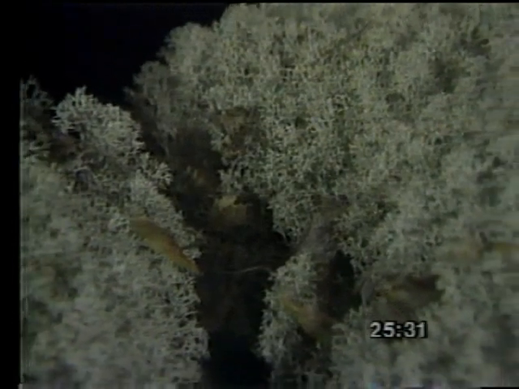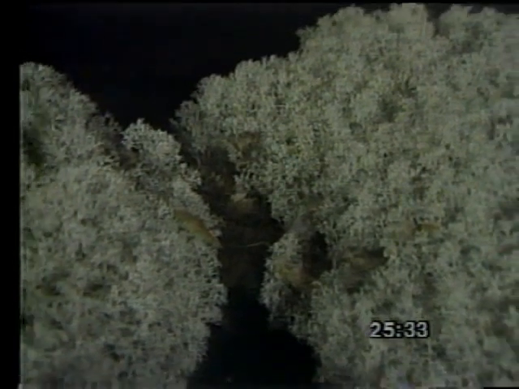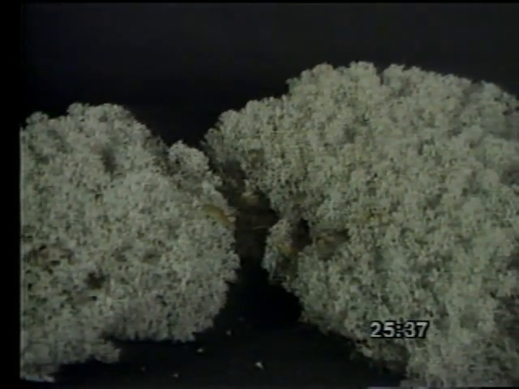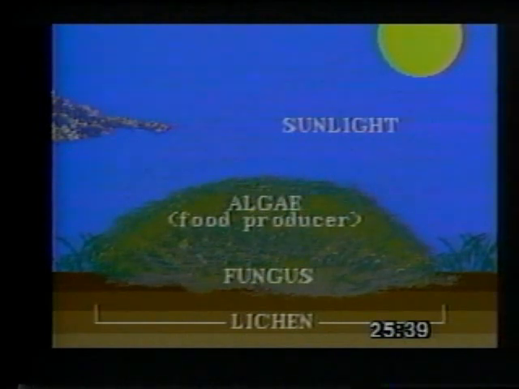Lichens are plants without roots, leaves, or flowers. There are about 10,000 species of lichens, and they grow everywhere. Lichens are actually two plants that grow together, a fungus and an algae. Algae, being green plants, can make their own food. Fungi can't. The fungi use the food made by the algae. This support system is called symbiosis, from the Greek words meaning life together.